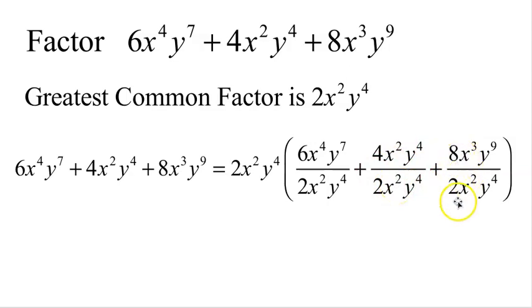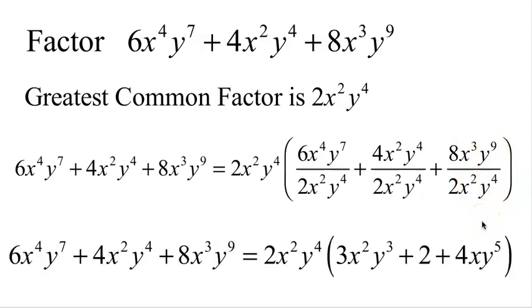And then here 8 over 2 is 4. X cubed over x squared is x. Y to the 9th over y to the 4th is y to the 5th. So there we go: 2x squared y to the 4th times the quantity 3x squared y cubed plus 2 plus 4xy to the 5th. Factoring out our greatest common factor of 2x squared y to the 4th.